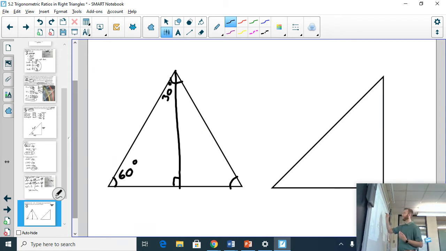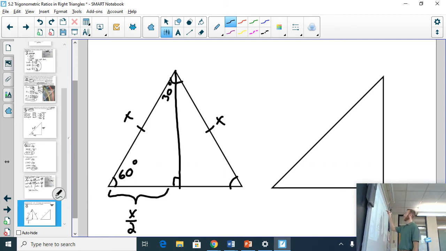So I've created a 30, 60, 90 from an equilateral triangle. And since this was an equilateral triangle, all these sides would have been the same, right? We can say that's x, and then if this whole side was x, that means this length right here is x over 2, right?